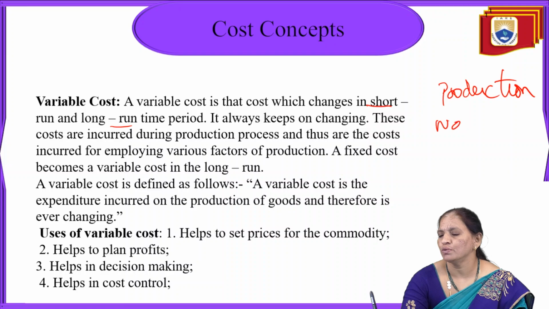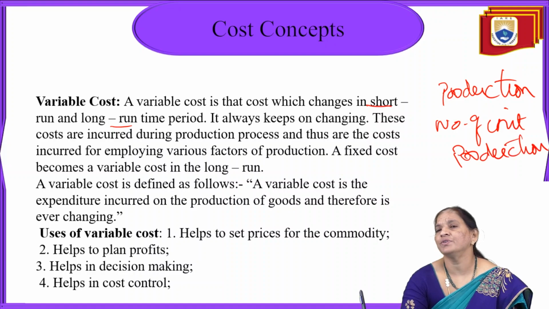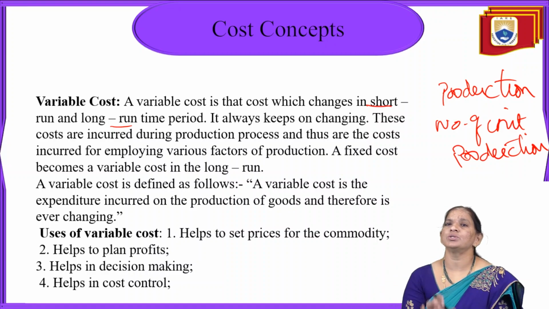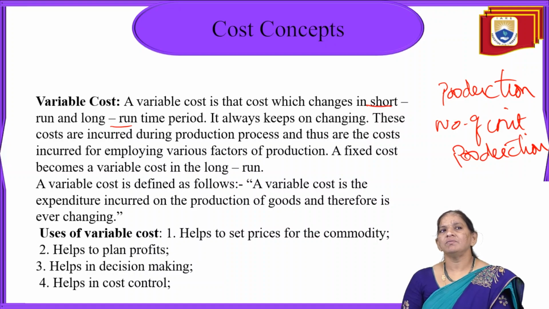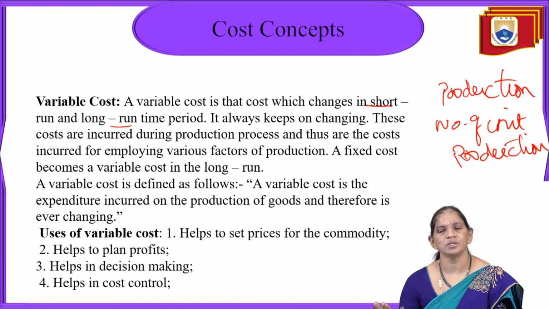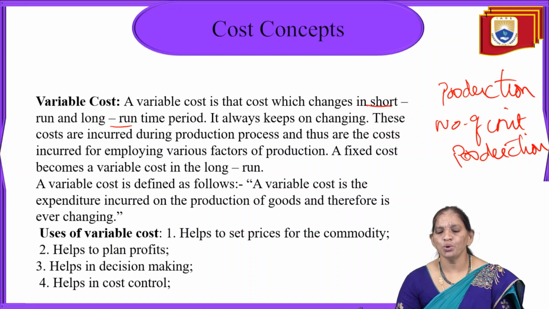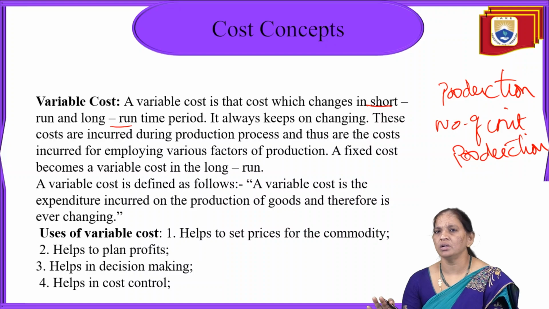The number of units produced gives the per unit cost. For an individual unit or individual good, the cost we pay is what we call variable cost. It is always changing. During the production process, labor is an important variable cost. If one laborer comes, I'll pay 500. If two come, 1000. If four come, 2000. It changes according to the utilization of the factors of production. It is not fixed for the production, whether short or long run.